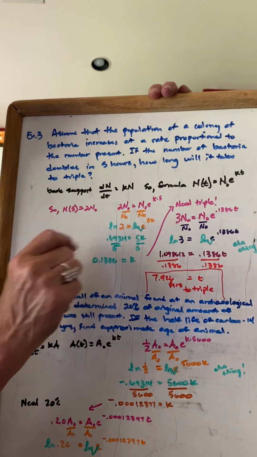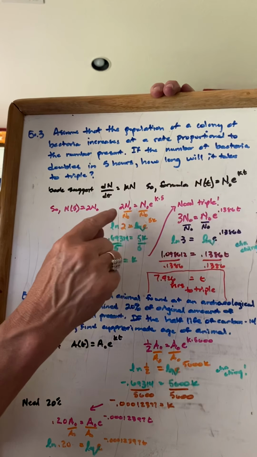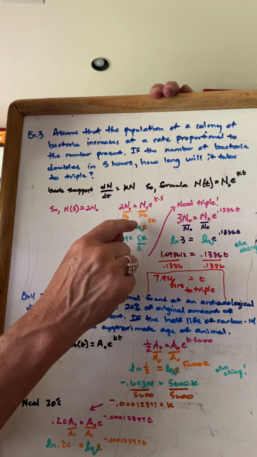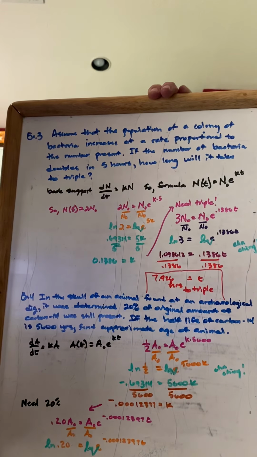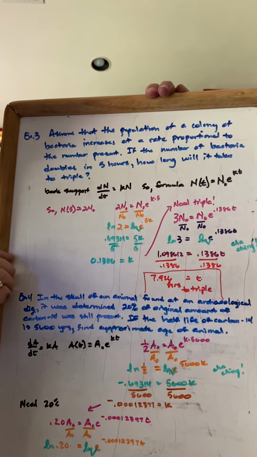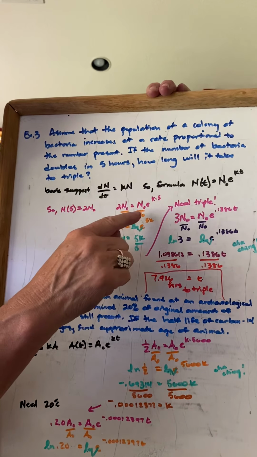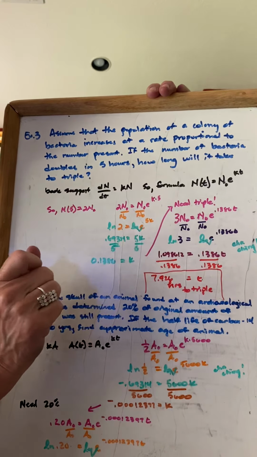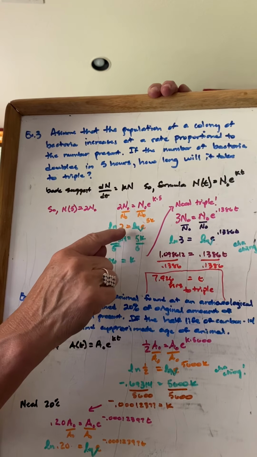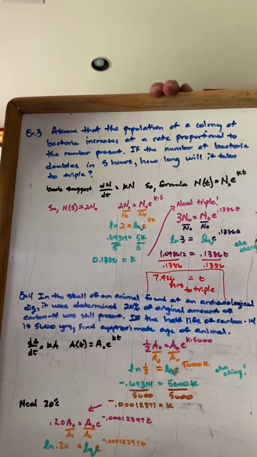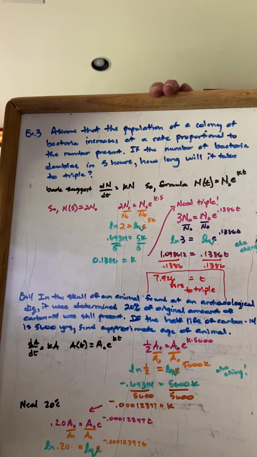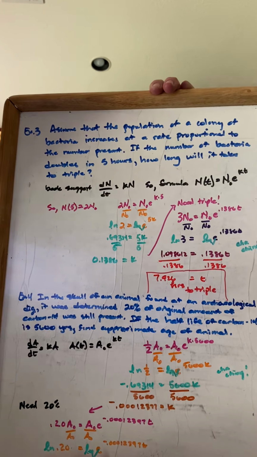So when I go over to here, my N of t, I'm going to have 2N sub 0 equals N sub 0 e to the k times 5, in pink. I chose to divide out the N sub 0s. I get 2 left in orange and e to the 5k. You can natural log both sides to get rid of your e.